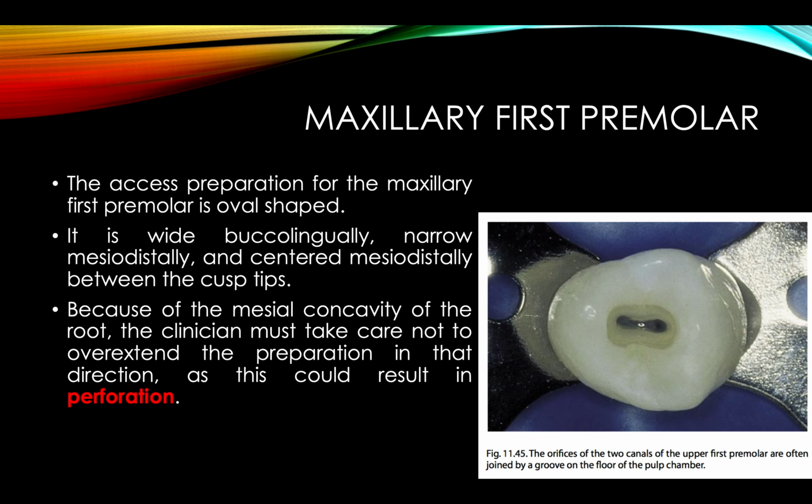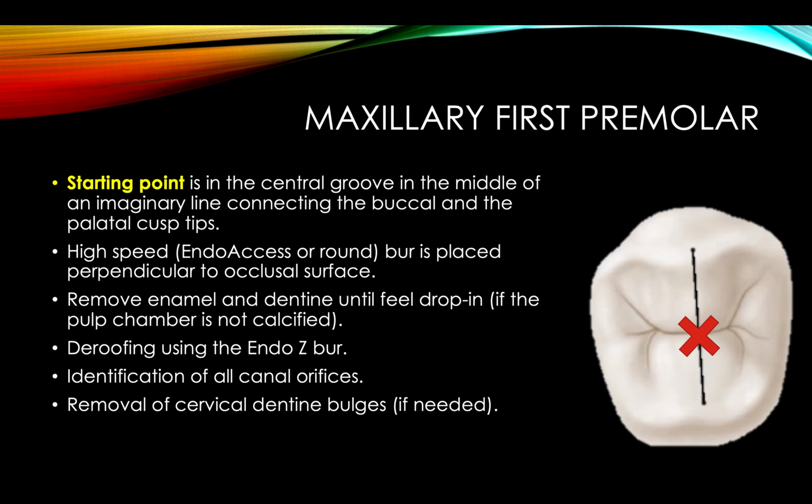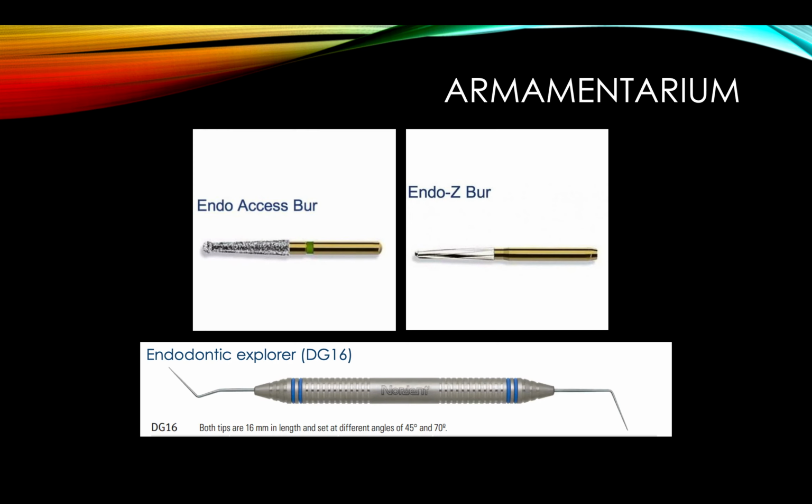Now, when you start preparing an access cavity for maxillary first premolar tooth, the entry point is the cross point between the imaginary line connecting the buccal and the palatal cusp tips. So imagine a line that joins the buccal and the palatal cusp tips, and the central groove will cross this line. Now your entry point is the cross point where the imaginary line crosses the central groove, and this is your entry point.